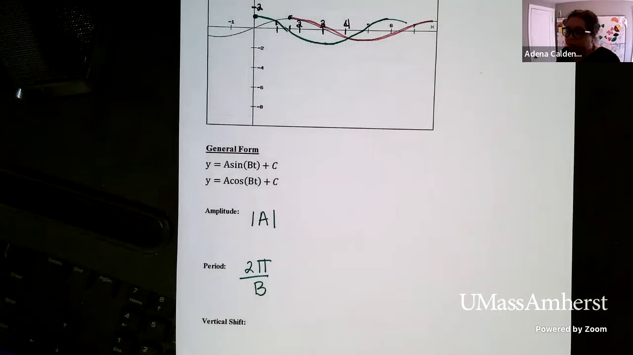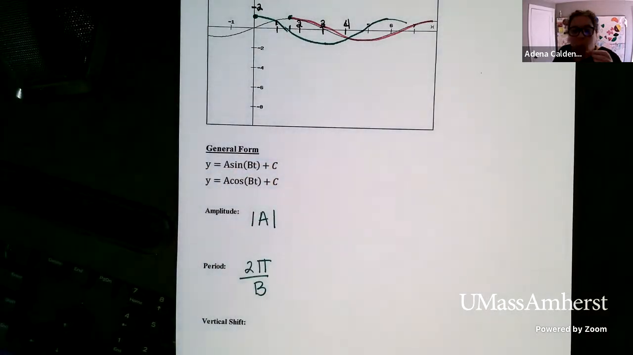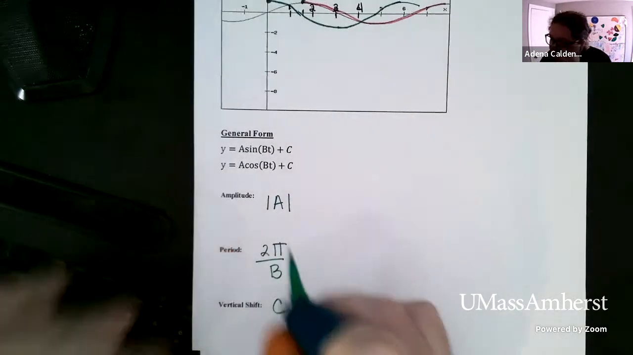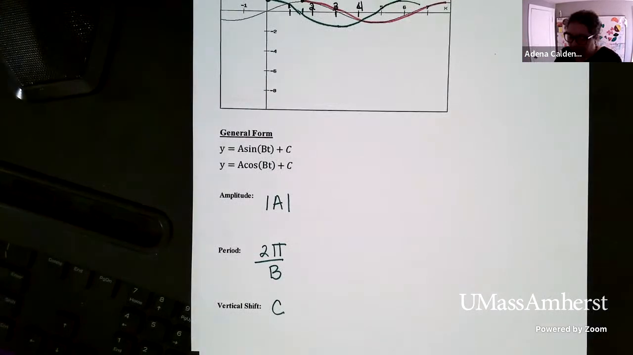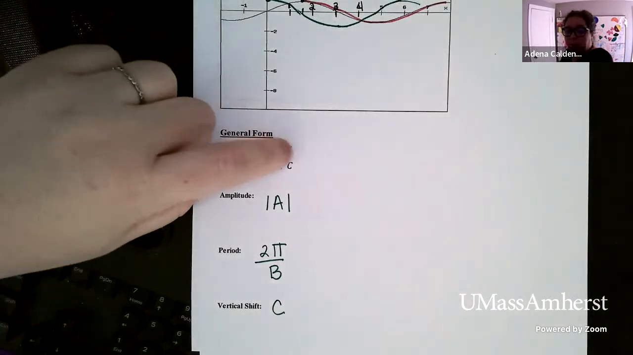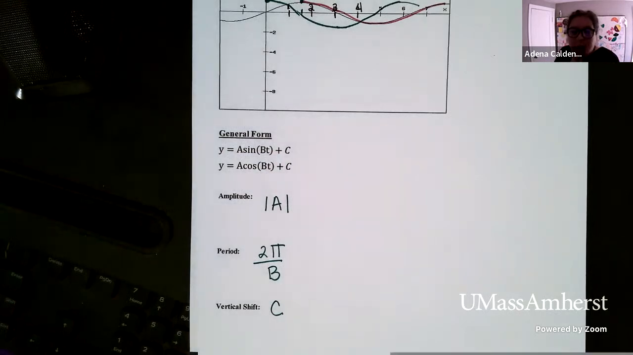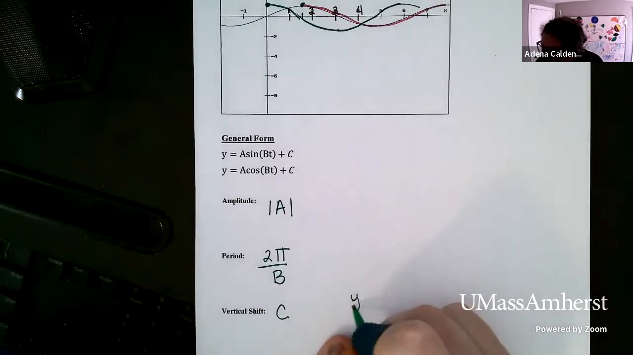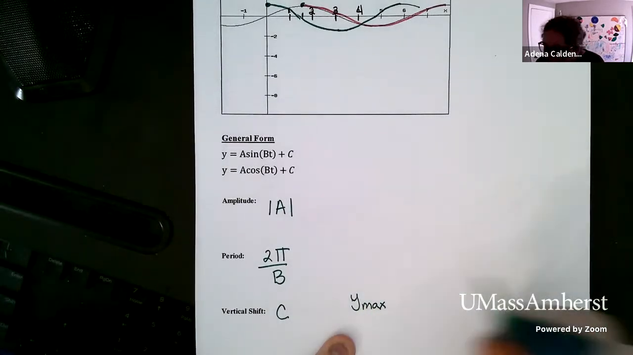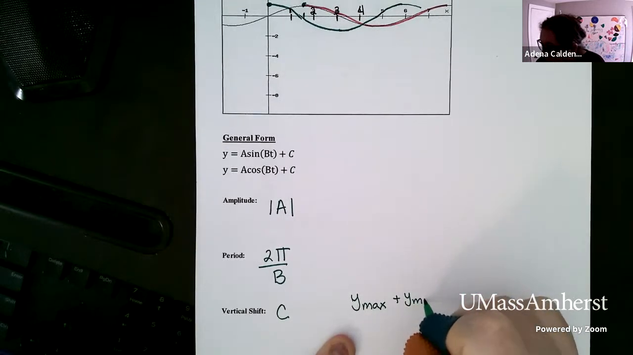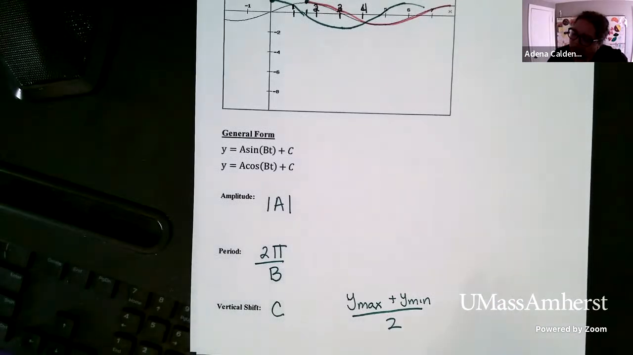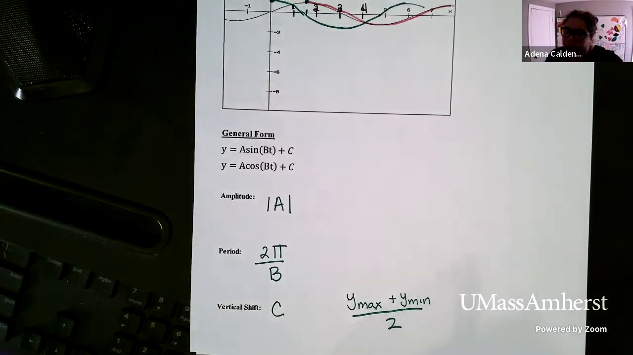And then finally, there is the vertical shift, this plus c. Was our function moved up or down? Okay, and so if you have the function given the general form, you can read the c off by just looking at what was added or subtracted. But if you are trying to find the plus c, there's a secondary formula we can use, which is y max plus y min divided by 2. So remember, amplitude is y max minus y min divided by 2, but the shift is y max plus y min divided by 2.